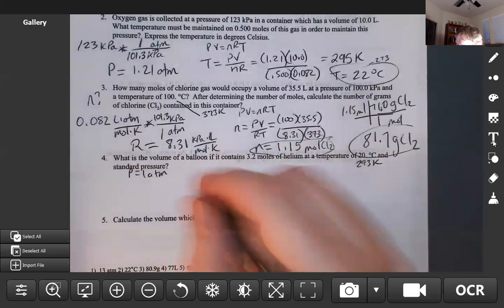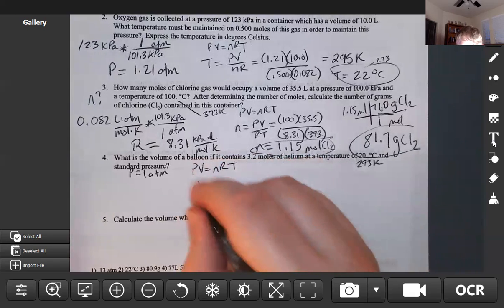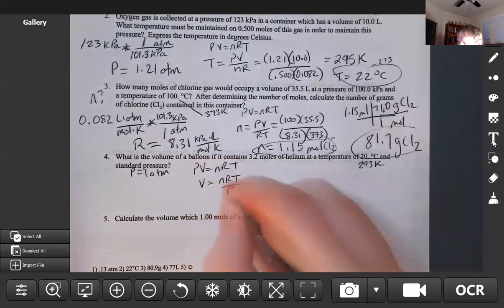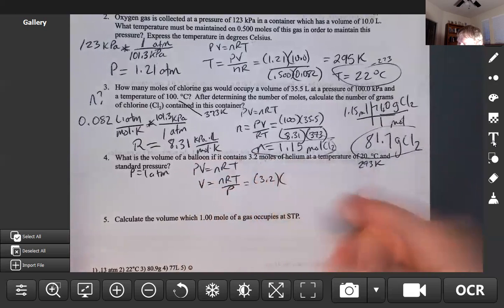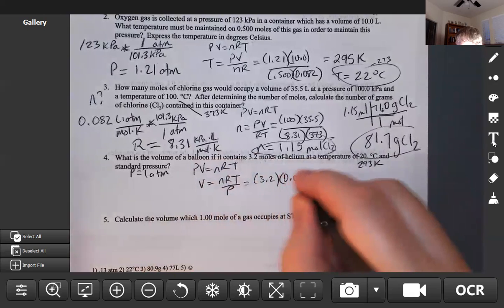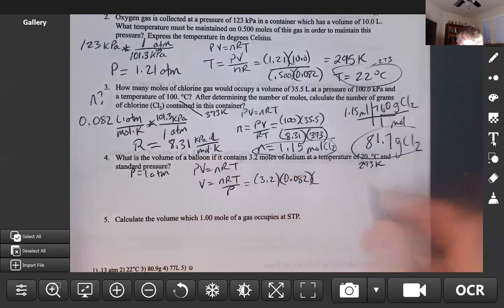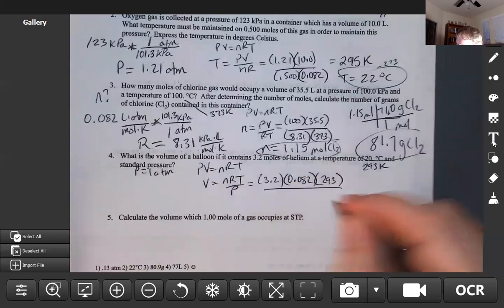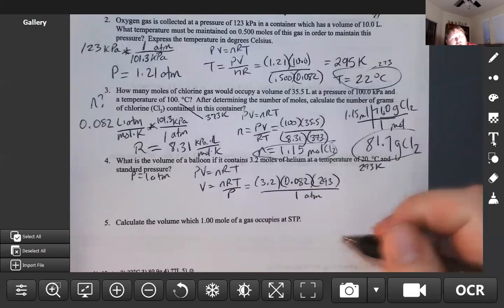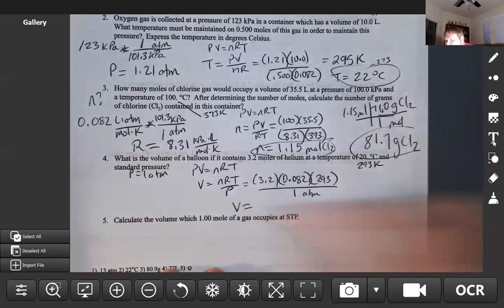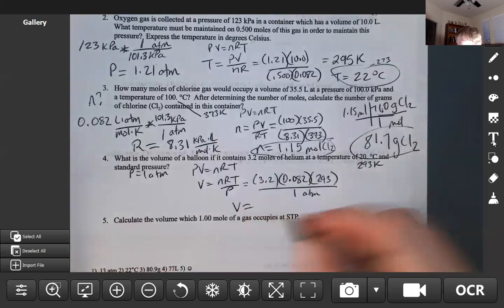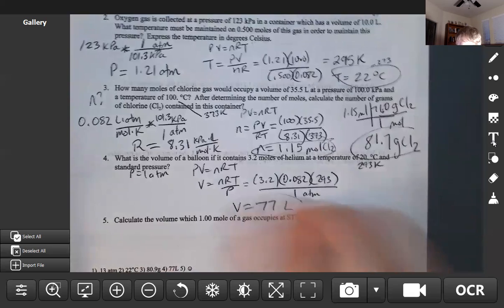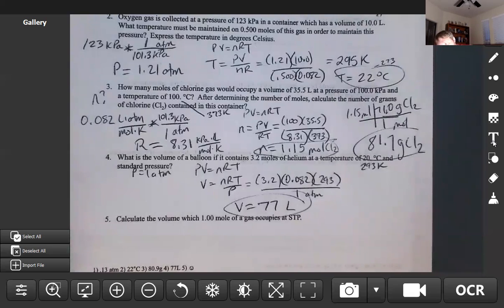All right, so what is the volume of a balloon? Well, PV = nRT and volume is what we're looking for. So it'll be nRT over P. We got 3.2 moles this time. Since we're back to atmospheres, we can go back to the R value of 0.082. We can use our 293 Kelvin for our temperature all over that one atmosphere. And look how easy that denominator turned out to be. So 3.2 times 0.082 times 293. So this is a very straightforward one here. To two sig figs, 77 liters. One of the easier problems on the page.